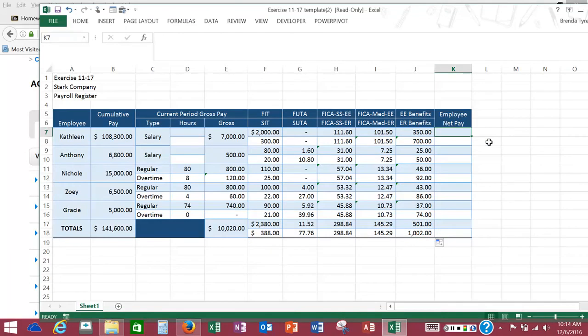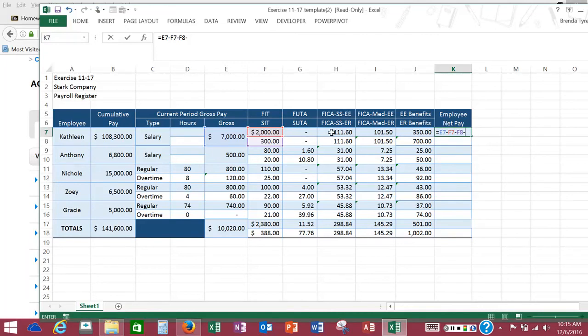How do we come up with the employee net pay? So which of these are withheld from the employee's paycheck? Well, first we have to start out with the gross pay. We know that, right? So we take the $7,000 in the case of Kathleen. The federal income tax withheld and the state income tax withheld is withheld from her paycheck. It's her responsibility. We do not withhold the FUTA or SUTA. She doesn't have any, but we wouldn't withhold them. They are the responsibility of the employer and not the employee.